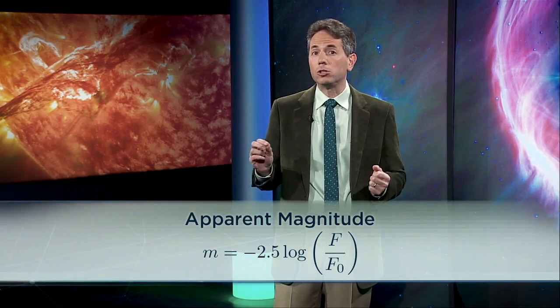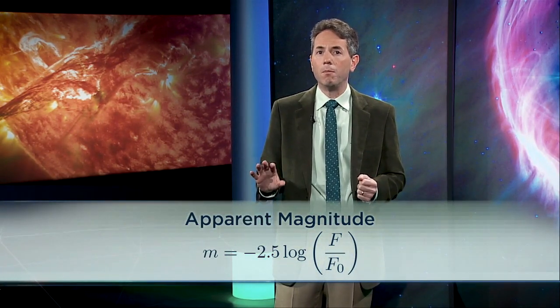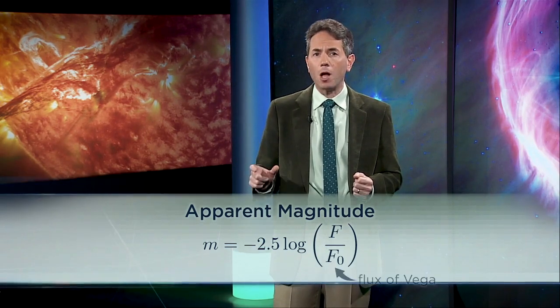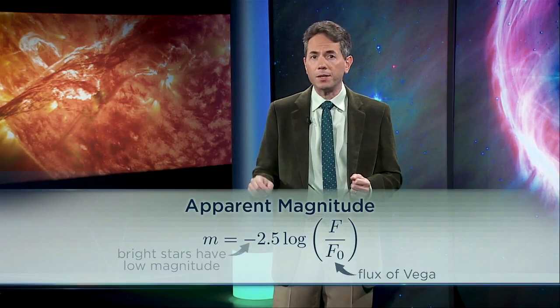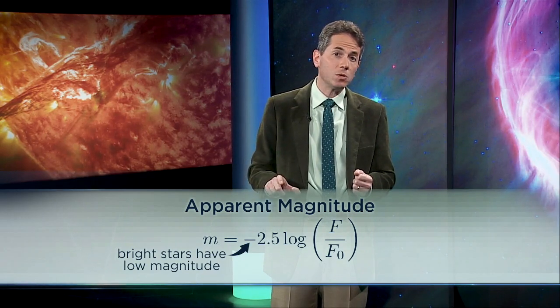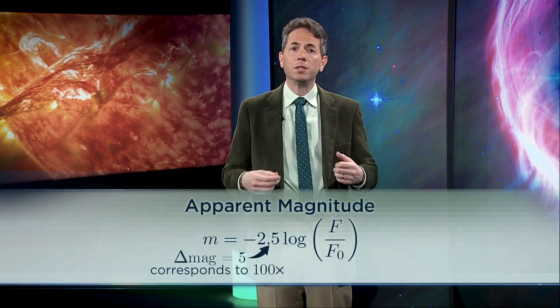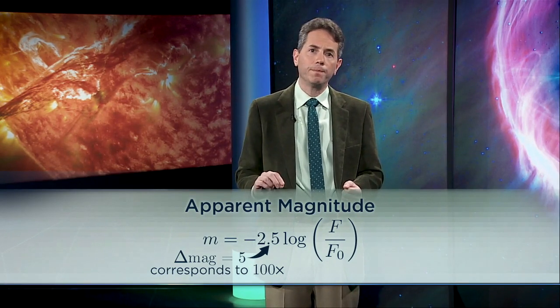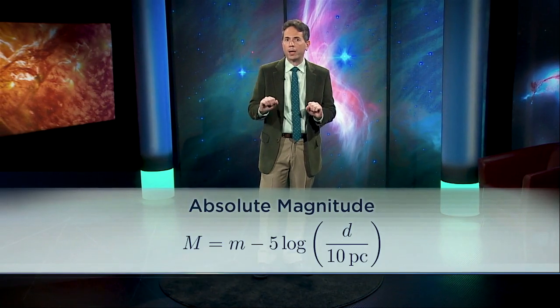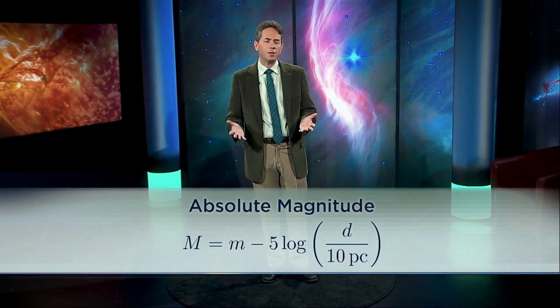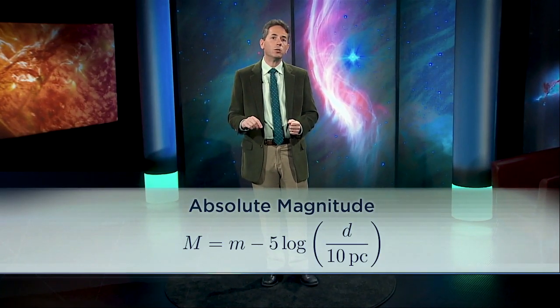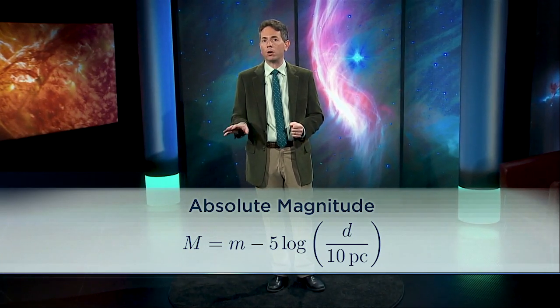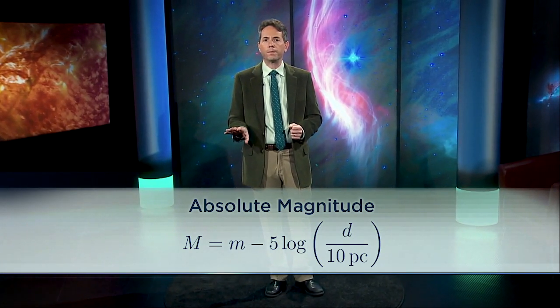So this calls for a little refresher on magnitudes. Remember, the apparent magnitude is a logarithmic measure of the flux: minus 2.5 times the log of flux relative to Vega. The minus sign makes bright stars have low magnitudes, and the 2.5 means that a difference of 5 magnitudes corresponds to a flux ratio of 100. The absolute magnitude is a logarithmic scale for luminosity. It's equal to the apparent magnitude minus 5 times the log of the distance over 10 parsecs.